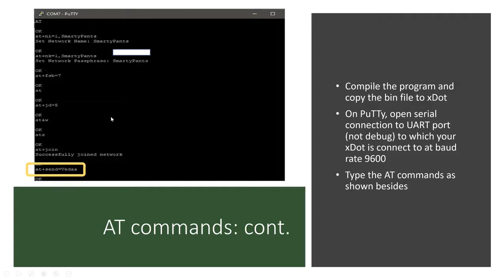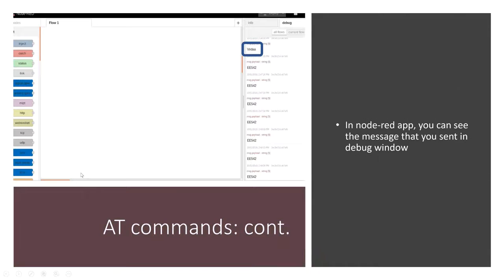So we went ahead and did that, and as we can see, we are running each of the AT commands. We ran AT, we got OK, then we gave the network ID as smarty pants, and again here we set the frequency subbands as 7, join delay as 5, and then we sent AT+SEND equals Veda.